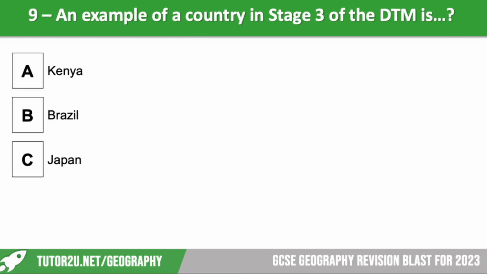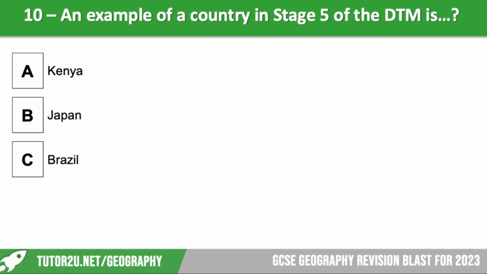Number 9. An example of a country in stage 3 of the DTM is A, Kenya, B, Brazil, C, Japan. Let's have a look. It is Kenya. Well done. And our last MCQ, 10. An example of a country in stage 5 of the DTM is it Kenya, Japan, or Brazil? Okay, let's reveal. It is Japan. So there's very few countries that are in stage 5 of the DTM, and they are highly advanced nations. So, for example, Japan.